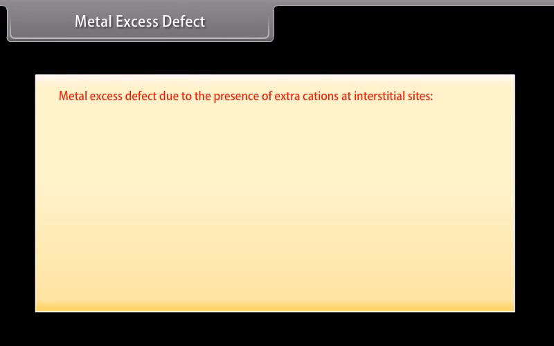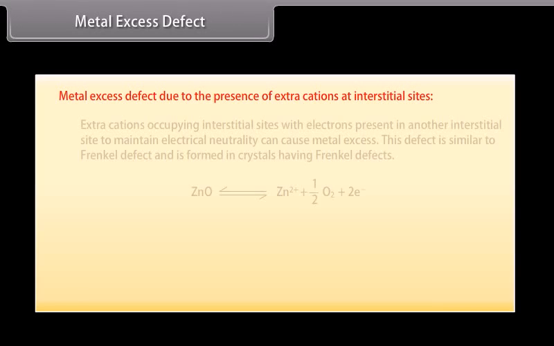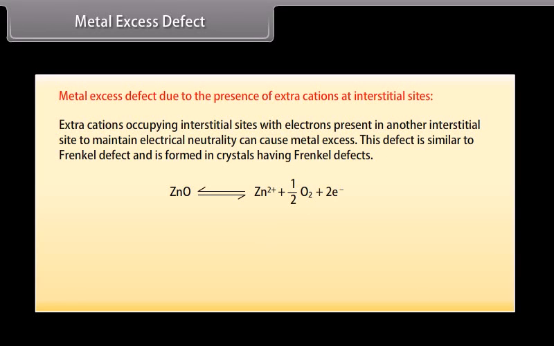Metal excess defect due to the presence of extra cations at interstitial sites. Extra cations occupying interstitial sites, with electrons present in other interstitial sites to maintain electrical neutrality, can cause metal excess. This defect is similar to Frenkel defect and is formed in crystals having Frenkel defects.